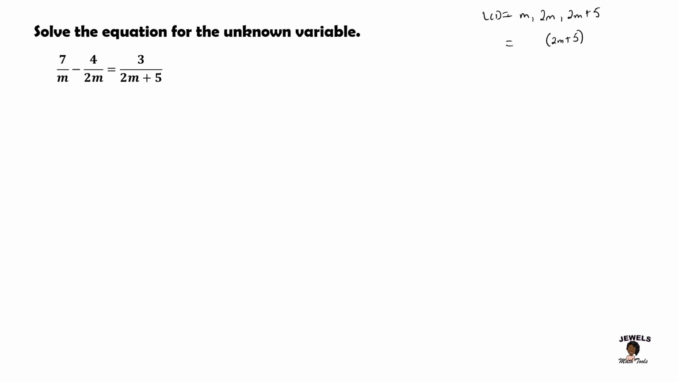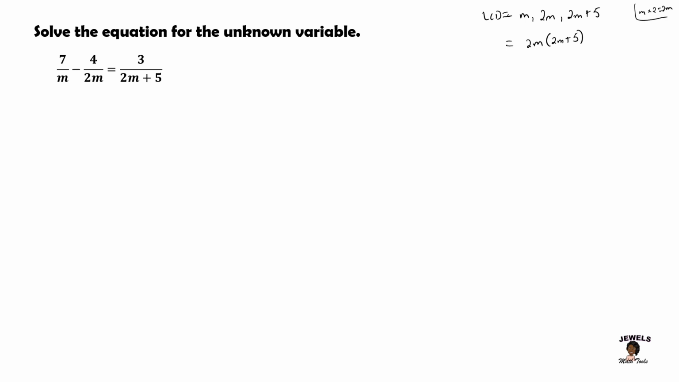Now looking at my m and my 2m, these two terms are a little different from how we'd work out the expression, because with 2m and m, I know that I can take m and multiply it to 2 to get 2m. So because of that, I can now use 2m as a part of my LCD.